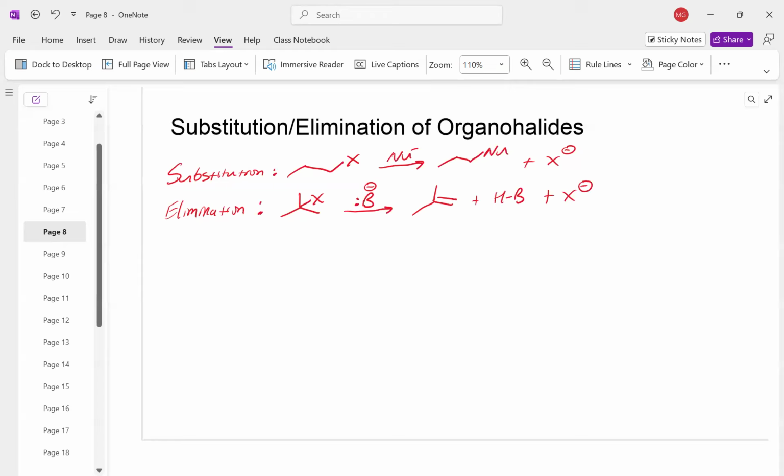We've talked a little bit about leaving groups before. I'll talk about them again shortly. But the reason we talk about these two reactions together is that they are often in competition with each other. I kind of refer to this as the World Series of OChem, because some nucleophiles are also bases. And so there's this competition between, does the nucleophile want to be a nucleophile and do a substitution, or does the nucleophile want to be a base and do an elimination?